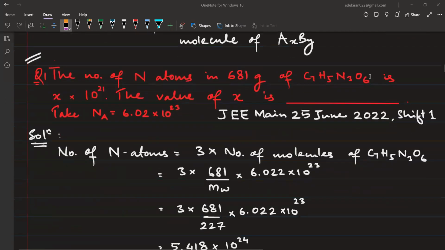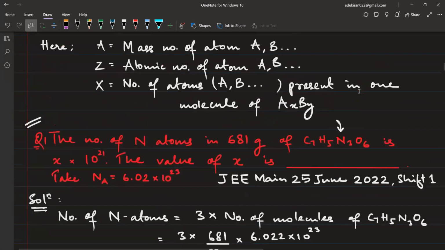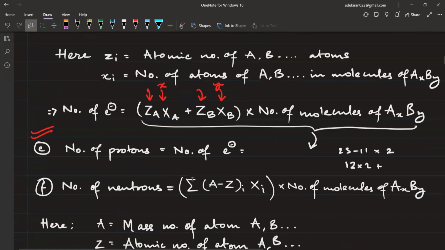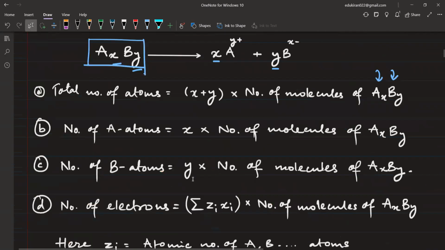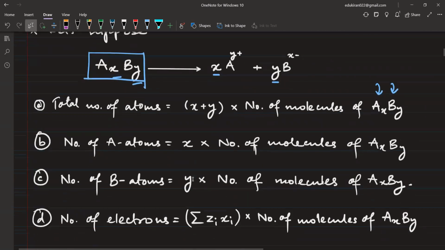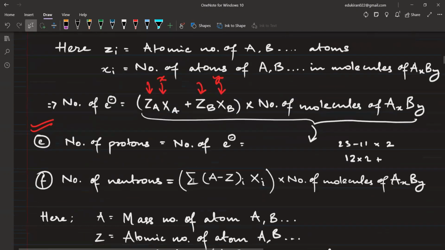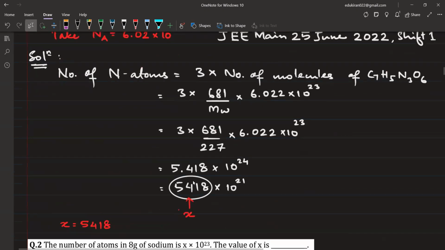So let us see how we are doing this question. The number of N atoms will be equal to... see, how many nitrogen atoms do we have? 3, right? So for N atoms, what we have to do is take the number of times it has appeared, that means 3, into the number of molecules. So we have written 3 into number of molecules of C7H5N3O6. Now we have to calculate the number of molecules of C7H5N3O6. This will be equal to the given mass upon the molar mass into 6.022 into 10^23. This is going to give you the number of molecules of C7H5N3O6.